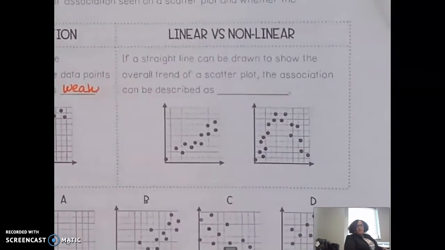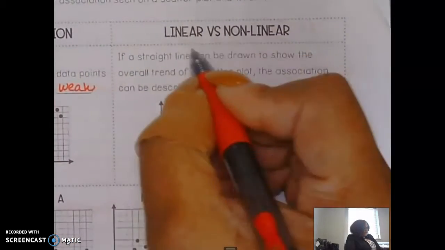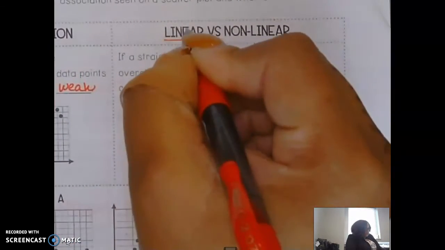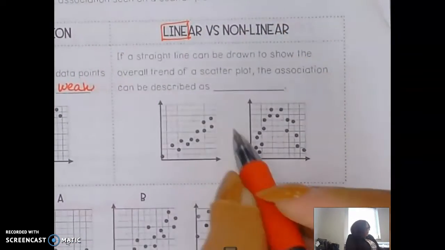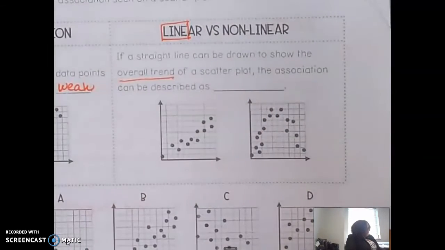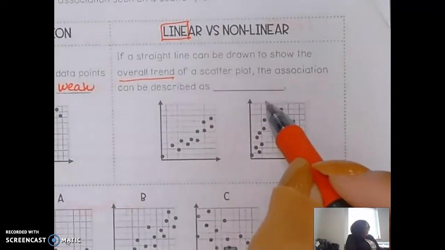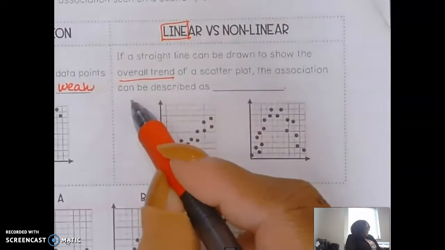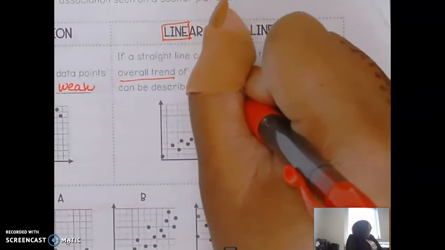Linear versus nonlinear. If a straight line, because in the word linear is the root line, if a straight line can be drawn to show the overall trend of a scatter plot, the association can be described as linear.